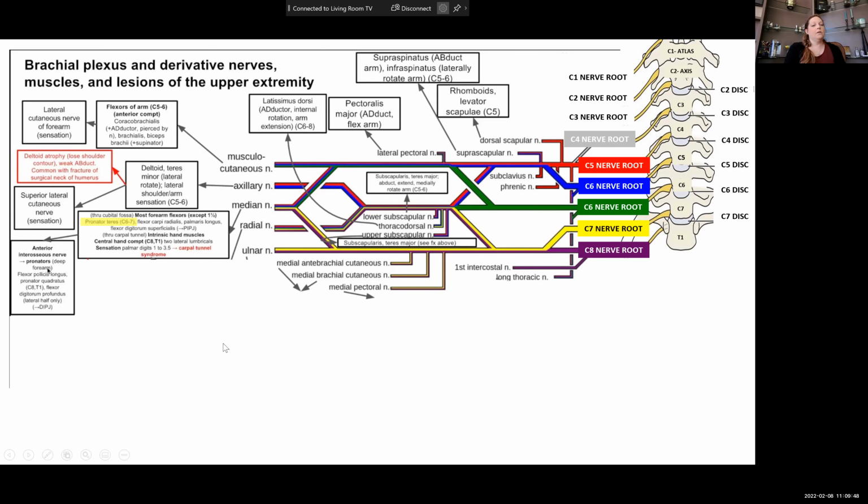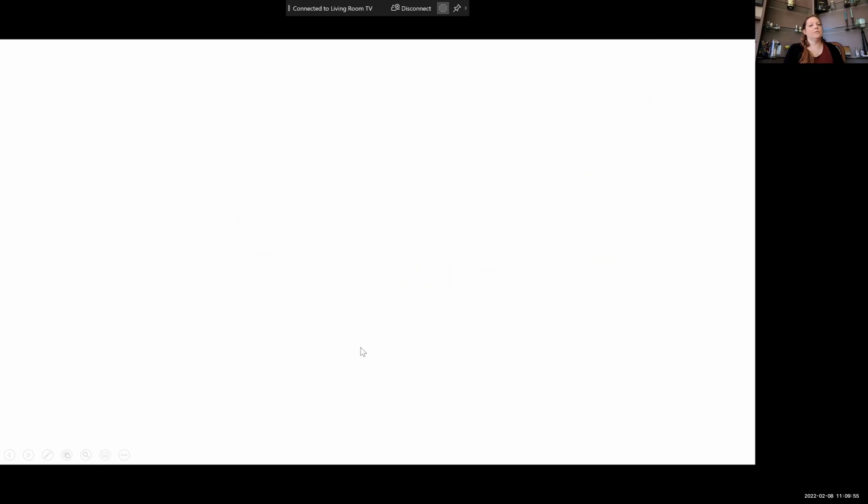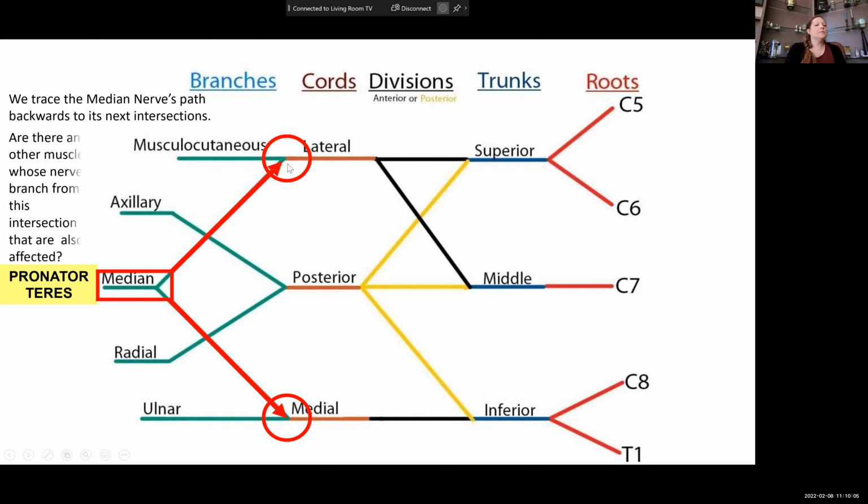Okay. So now what do we do? We're going to look at a more simple diagram. We're going to take some of this extra fluff out. So let's look at this one here. This is pretty simple, really simplified. So we're going to trace its path back. The median nerve is going to split here and here. It's got 2 intersections. So now we have to ask, are there any other muscles coming off these intersections that had problems? Were there? Nope. I only had one muscle that was a problem. So we know it's not here or here. It must be on the median itself after they join.